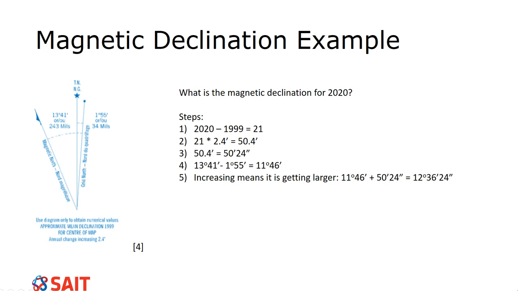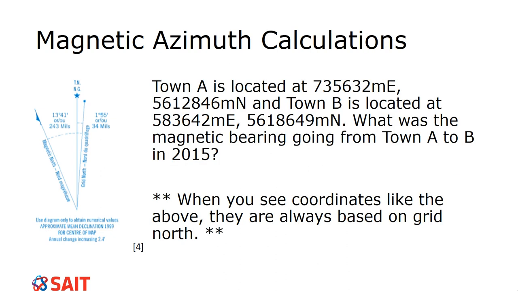Now I'm going to work through a next example using azimuths, and then I'm going to do a few more on my little whiteboard. Okay, so here we are. We're just going to use the same diagram, and it's easy to use. You have figured out the magnetic declination information already. So here we have town A located at these coordinates, and town B is located at those coordinates. What is the magnetic bearing going from town A to B in 2015?